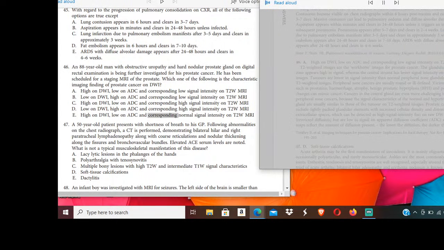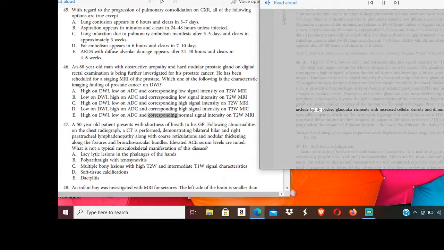46. A. High on DWI, low on ADC, and corresponding low signal intensity on T2W MRI. T2 weighted images are the workhorse images for prostate cancer. The glandular peripheral zone appears high in signal, whereas the central stroma has lower signal intensity on T2 weighted images. Tumors are lower in signal intensity than normal peripheral zone glandular tissue. Peripheral zone cancers are usually round or ill-defined. Various conditions, such as prostatitis, hemorrhage, atrophy, benign prostatic hyperplasia (BPH), and post-treatment changes can mimic cancer. Cancers in the central gland are even more challenging to detect because the signal characteristics of the normal and hypertrophic central gland are usually similar to those of the tumor on T2 weighted images.